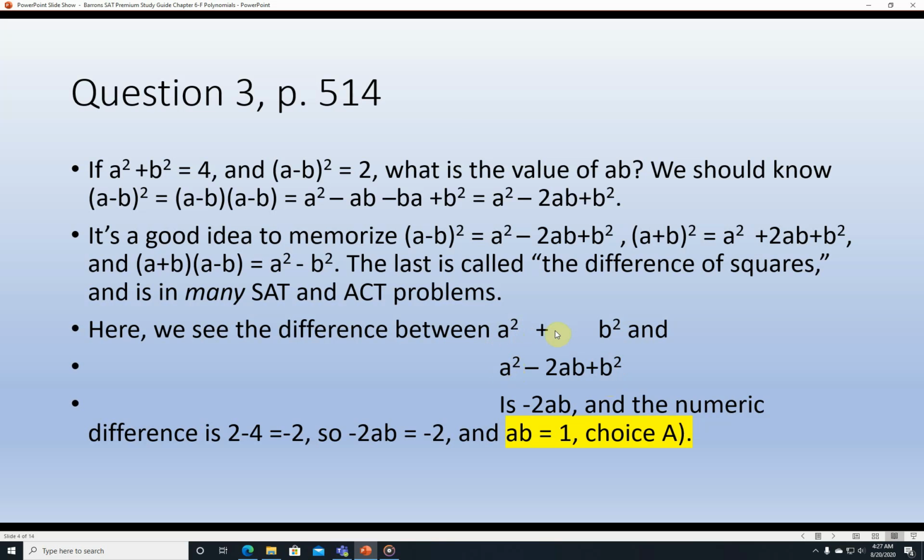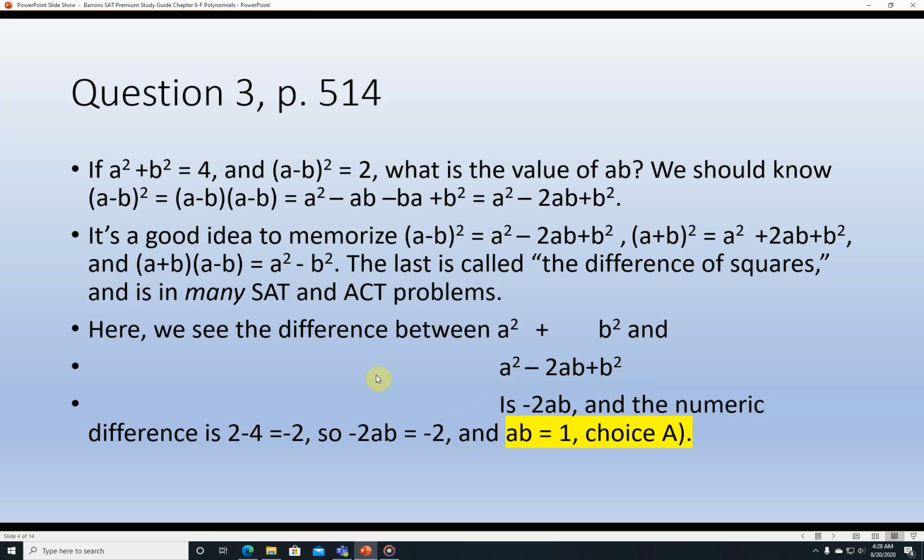So then if we subtract this, it should actually be 2ab rather than minus 2ab if we're subtracting this from this, but we could also do it the other way and subtract this from this and get negative 2ab. So, minor mistake, but anyway, we can see that the numeric difference is 2 minus 4, which is minus 2, so negative 2ab is negative 2, and ab equals 1, which is choice A. The other way you could do it is end up with 2ab equals 2, and then ab is still 1.